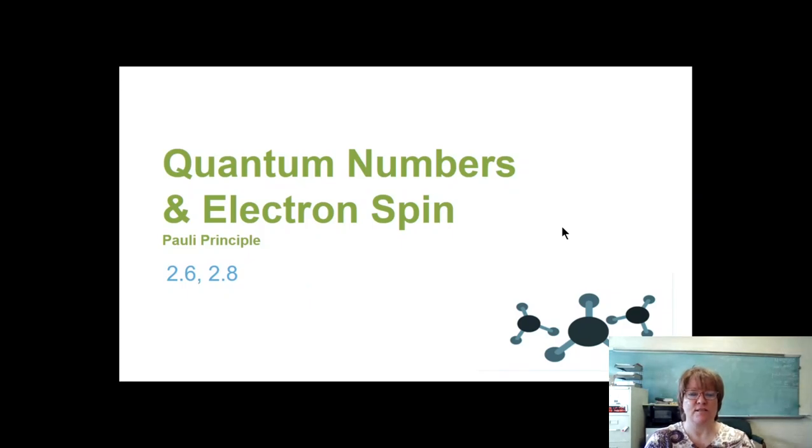Now we start talking specifically about these quantum numbers. There's 4 of them. One of them we call electron spin. So we're going to discuss this, and we're going to discuss something called the Pauli principle. So if you don't understand the quantum model and find that very confusing, this is something you do need to know about these quantum numbers.